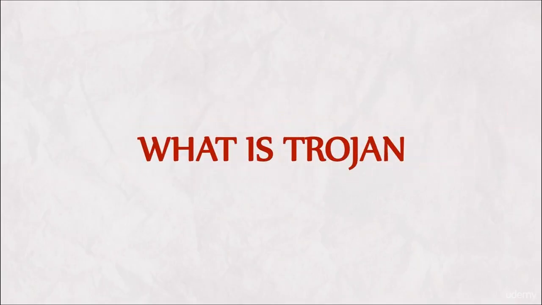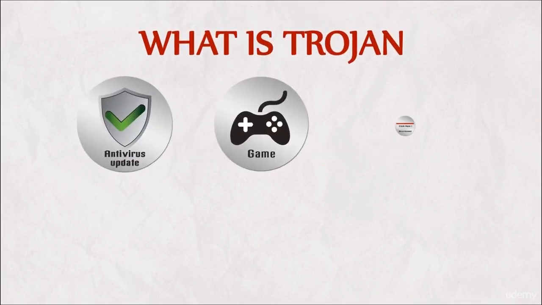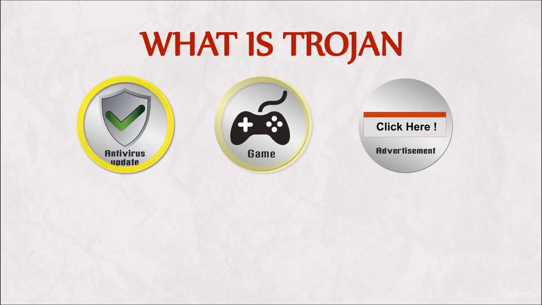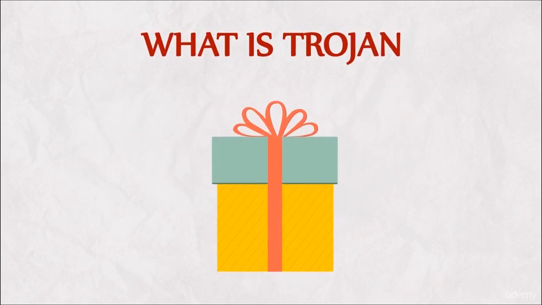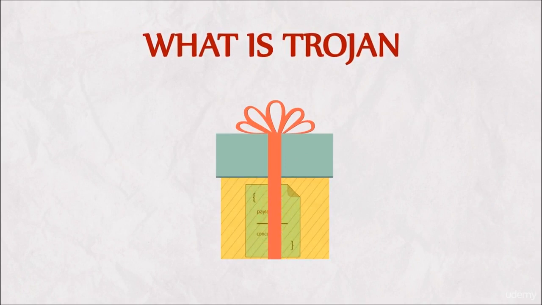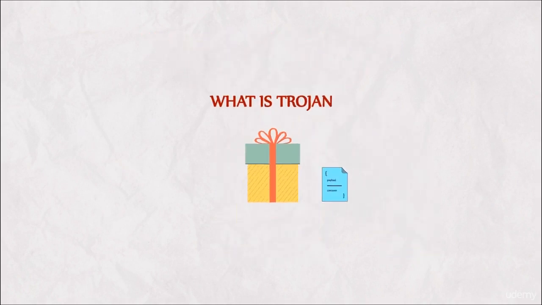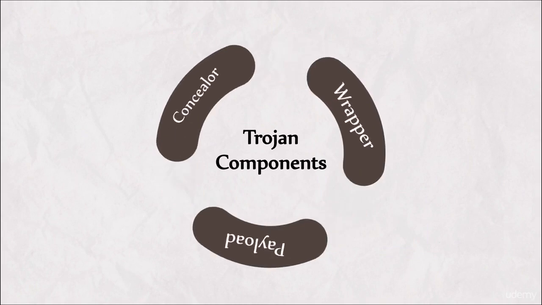Trojan. The third type of malware is the Trojan. A Trojan disguises itself as a benign application, say for instance an antivirus update or a game or an advertisement, by wrapping itself up to the application. Trojan is a destructive piece of code with payload, concealer and wrapper as its components.